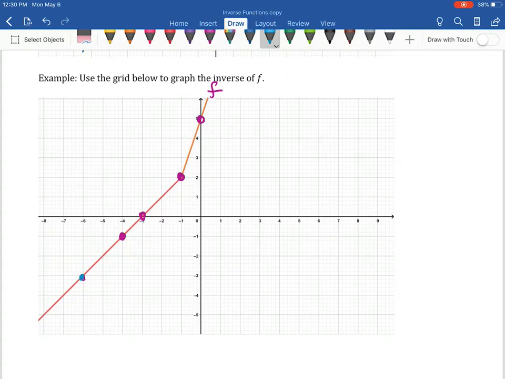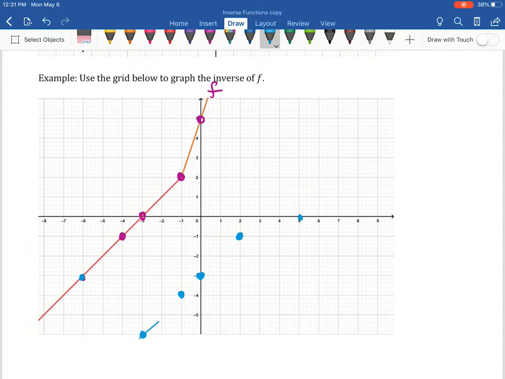Okay, so I'm going to look at this point first. I'm going to switch that point. I have the point -6, -3. So when I switch those, it's going to be -3, -6. So that's right here. I'm going to switch -4, -1 to be -1, -4. Then I'm going to switch the point -3, 0 to be 0, -3. And then -1, 2 would become 2, -1. And then the point 0, 5 would become 5, 0.